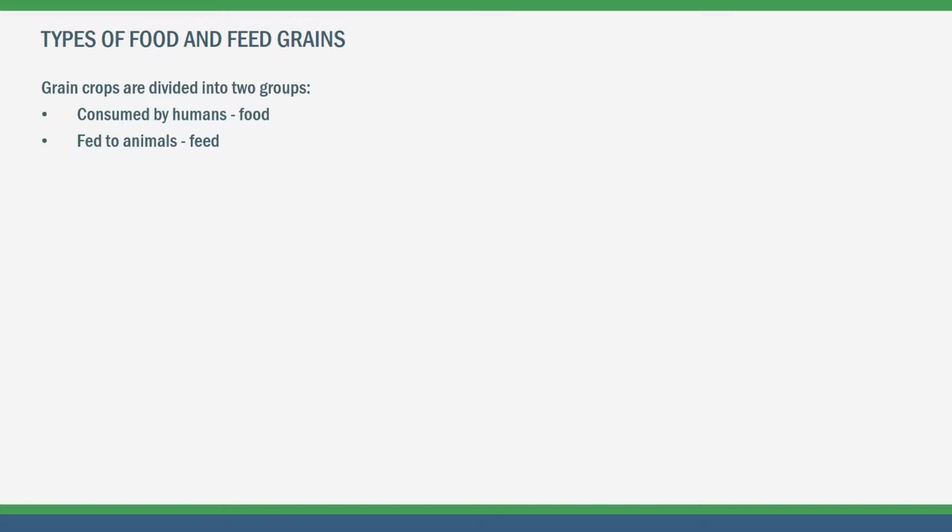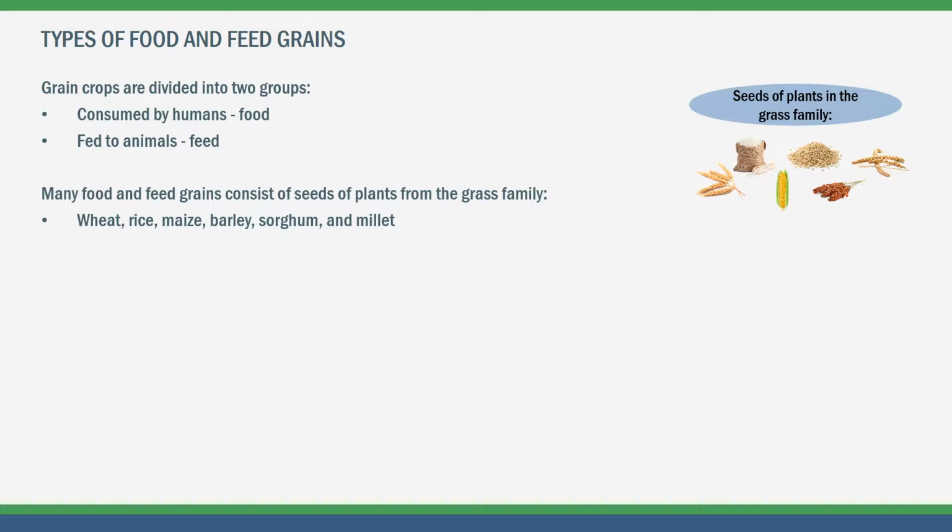Grain crops are usually divided into two groups. The first group includes those grains that are intended for human consumption, while the second group are grains that will be fed to animals as feed. Many of these food and feed grains consist of seeds from plants in the grass family. This includes wheat, rice, maize, barley, sorghum, and millet.